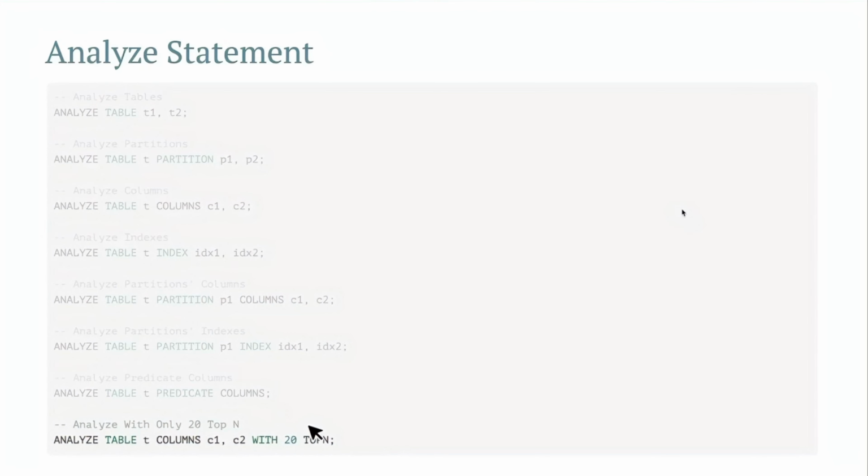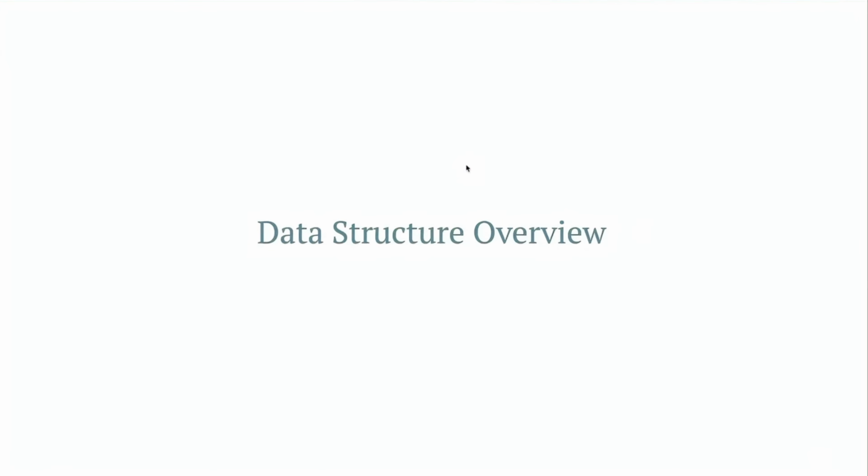Finally, you can also specify some options about how many statistics we'll collect for this specific table. So here we only want to grab 20 TopN for the columns C1 and C2. So you can specify the options here. After executing the analyze statement, we'll generate some statistics from the TiKV.